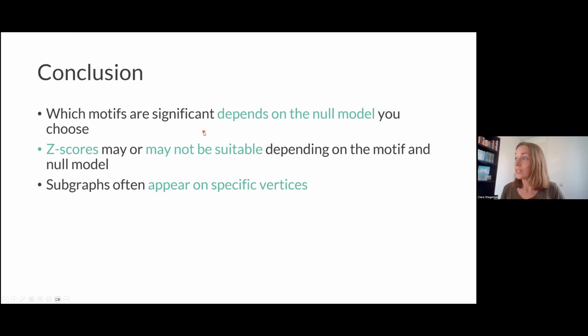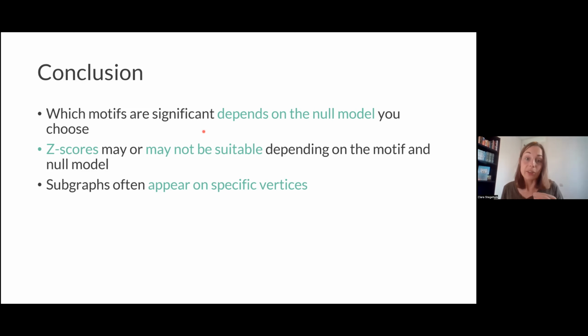So one conclusion is that if you are looking for network motifs, whether they are significant or not depends very much on which null model you use. So do you include the geometry? Do you use the configuration model, where you will usually see that any kind of motif which has a triangle or another loop is significant if you find only a few of them?